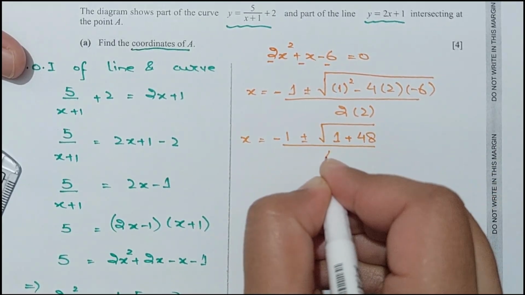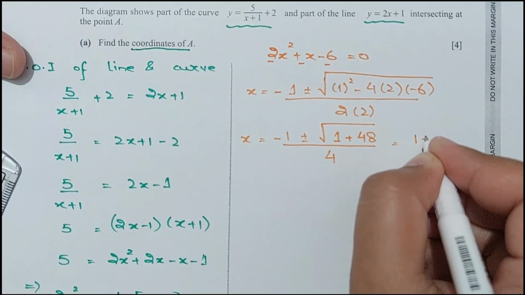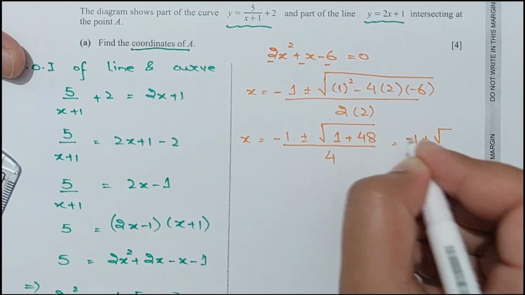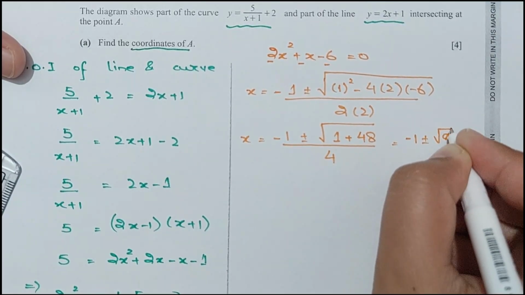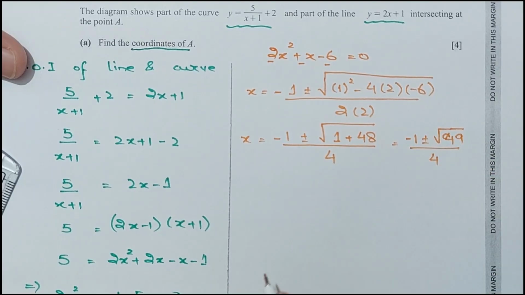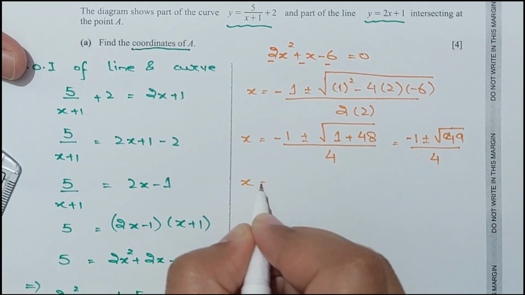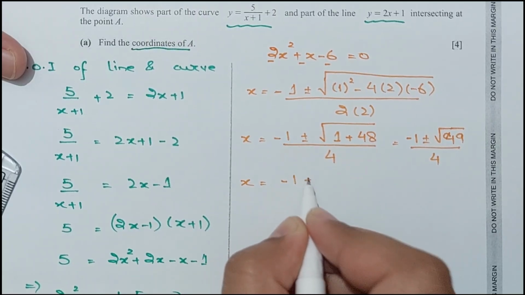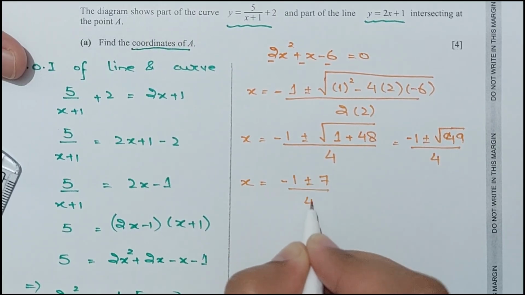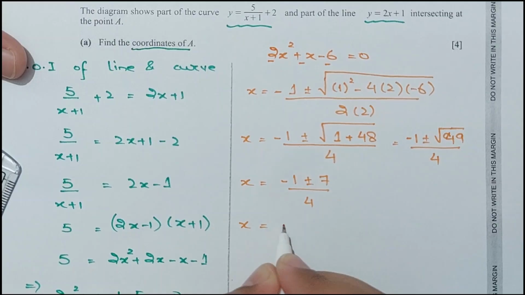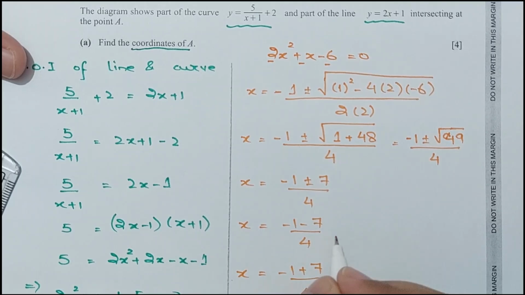2 times 2 would be 4. Minus 1 plus minus root of 48 plus 1, that is 49, over 4. Root of 49: 49 is the square of 7, 7 times 7 is 49. So its root is just 7. Minus 1 plus minus 7 over 4. So we have x is equal to minus 1 minus 7 by 4, and x is equal to minus 1 plus 7 over 4.